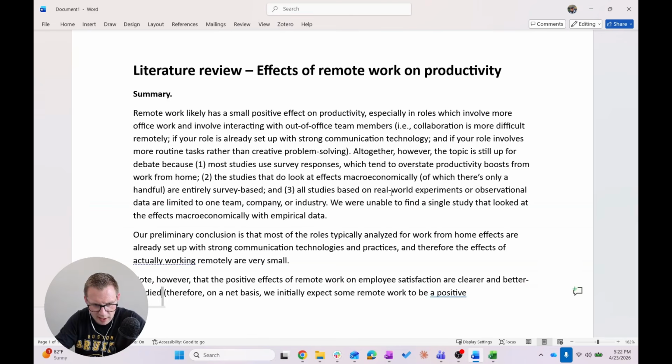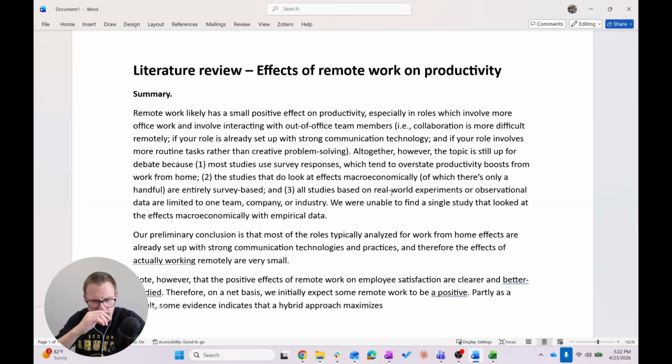Therefore, we expect, and again, let's make this formal in a second. And then finally, some evidence indicates that a hybrid approach, partly as a result, we can connect the two. Some evidence indicates that a hybrid approach maximizes productivity versus all in person versus all remote.